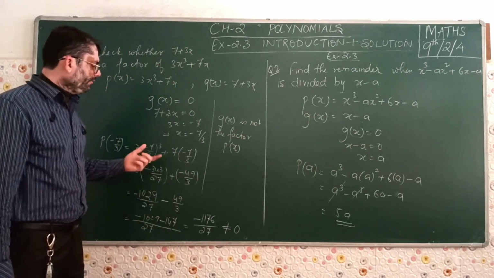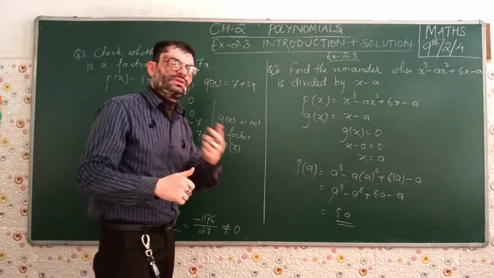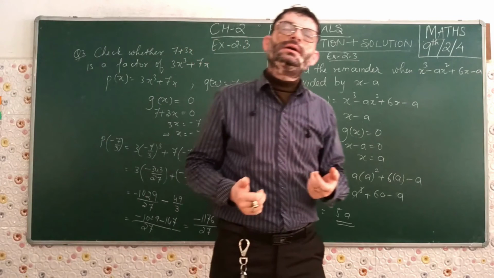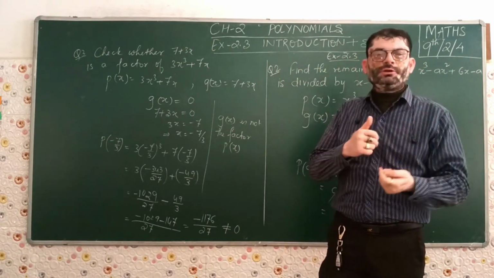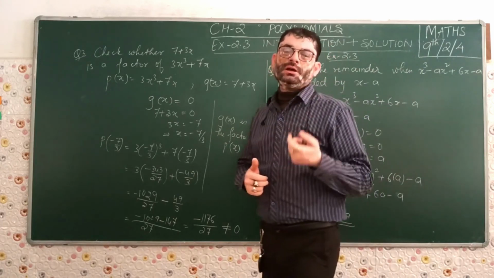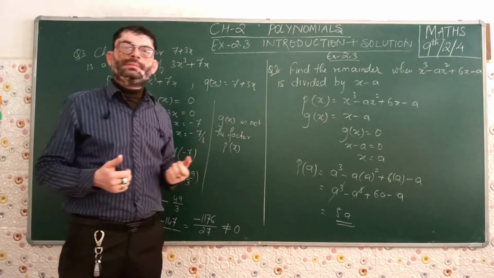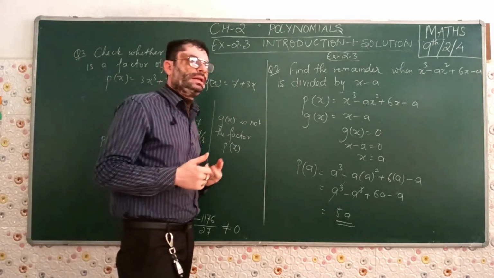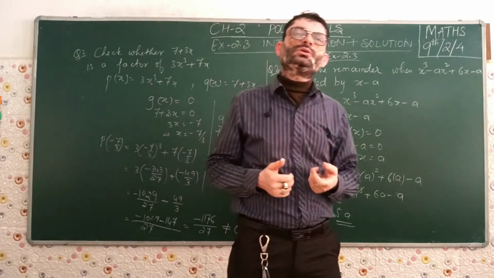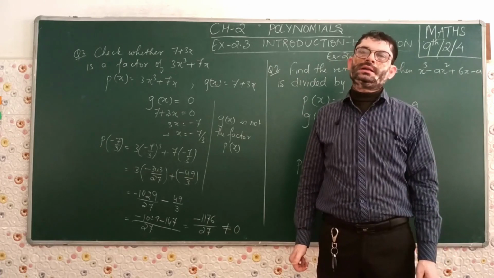So this way we can check whether a particular polynomial is a factor of another polynomial, whether a polynomial is a multiple of another polynomial. We can also find out the remainder when one polynomial is divided by another polynomial by the remainder theorem, and we can also divide a polynomial by a polynomial to get the quotient and remainder to satisfy the division algorithm.